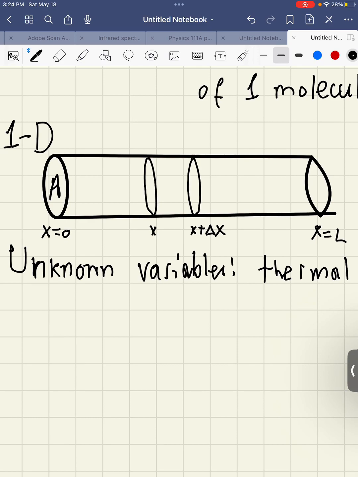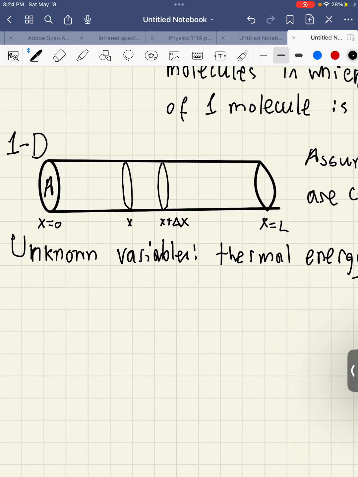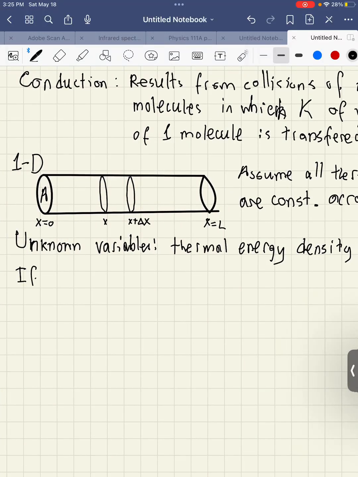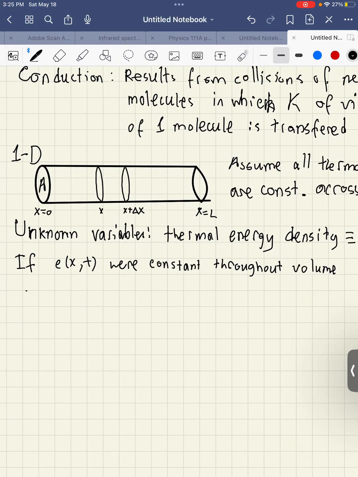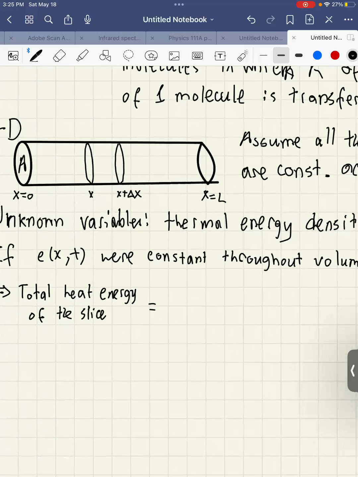Let me write that down. If our thermal energy density were constant throughout the rod volume, then our total heat energy of the slice can be rewritten. So we are looking for the total heat energy of the slice.